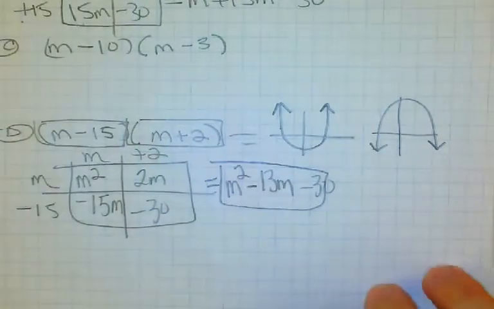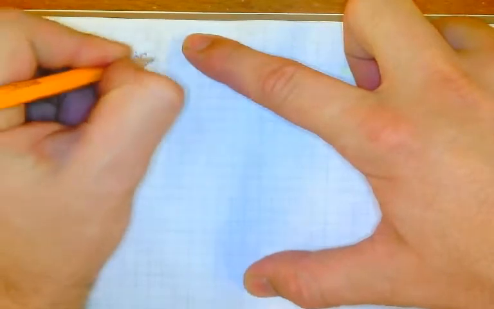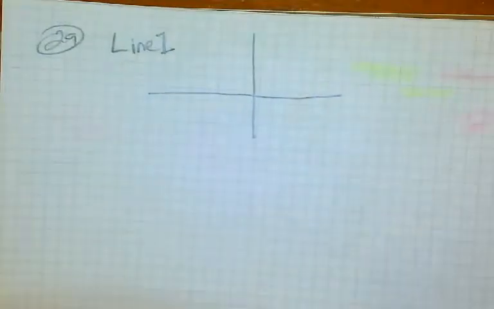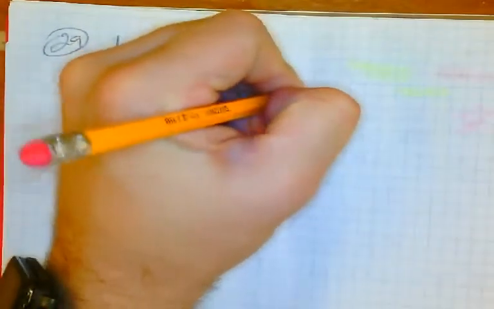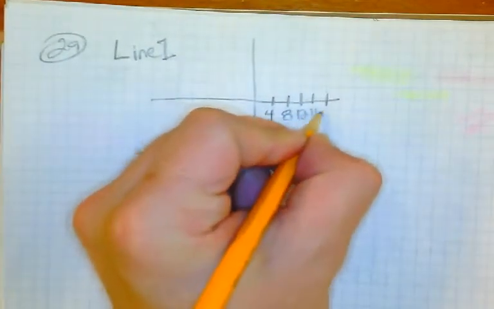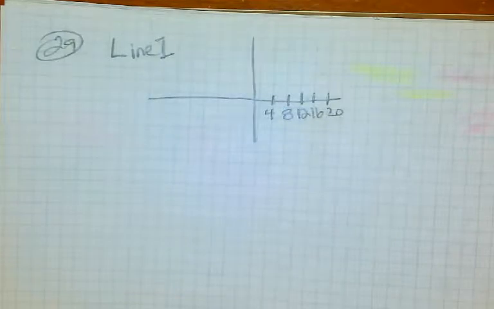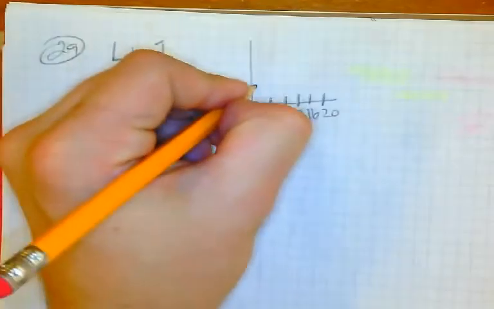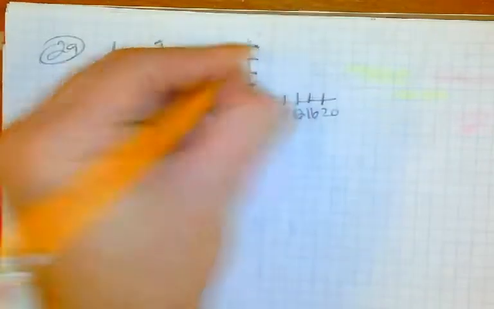So let's move on. All right, 29. Cool. So we're going to get our first equation here. We're going to call it line 1. Line 1 is going to be a graph. We're going to have 2 coordinate points for you. We're going to have 4, 8, 12, 16, 20. So make your graph 4, 8, 12, 16, 20. And do that again. Copy that again on the y side. 4, 8, 12, 16, 20.